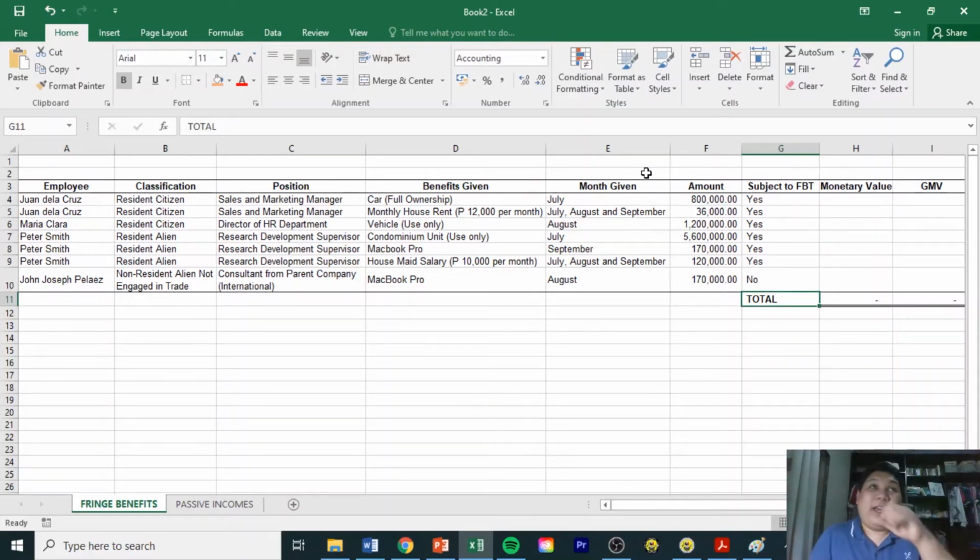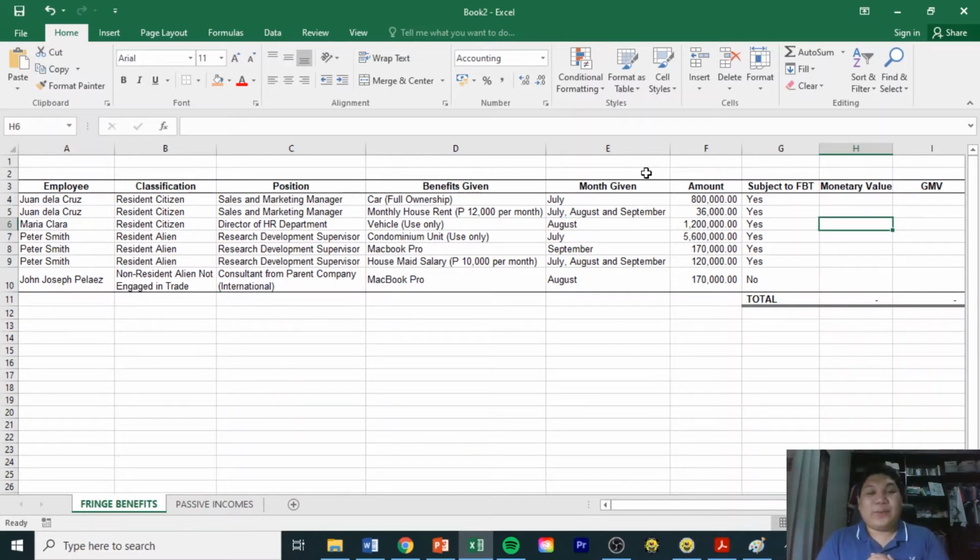Okay, because if you're going to subject John Joseph Pelaez to Fringe Benefit Tax, first question, he is not an employee of our company. He may be an employee of the parent company, but not our company. Okay, we are a subsidiary company and we are treated as one distinct, separate company. Okay, so that's why it's no.